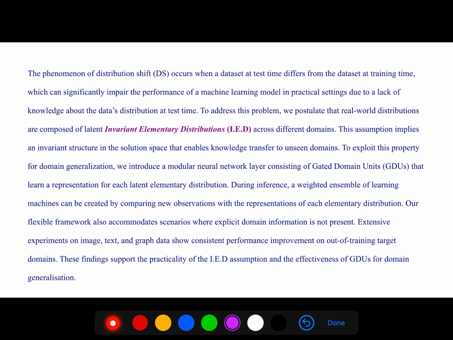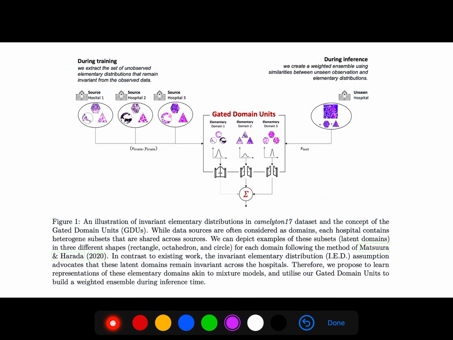To exploit this property for domain generalization, we introduce a modular neural network layer consisting of gated domain units that learn a representation for each latent elementary distribution. During inference, a weighted ensemble of learning machines can be created by comparing new observations with the representations of each elementary distribution. So this is an illustration of elementary distribution and the concept of gated domain units.